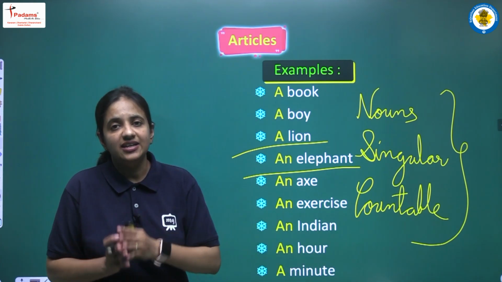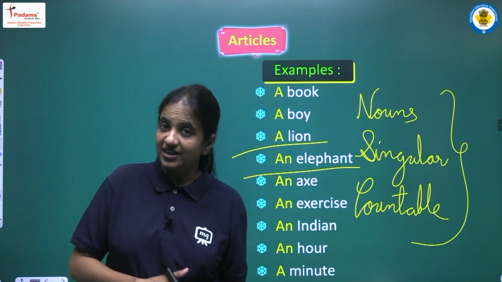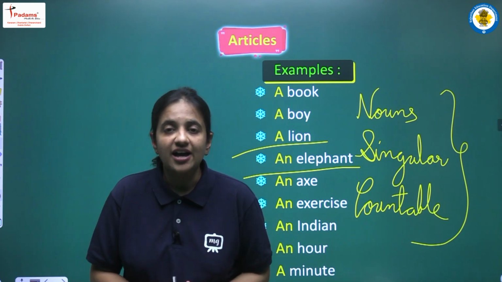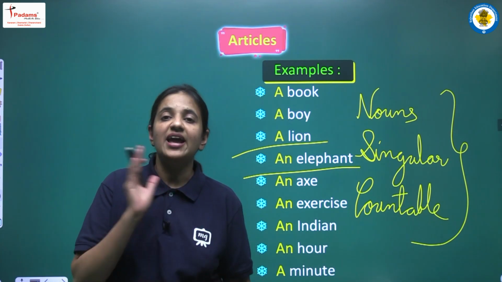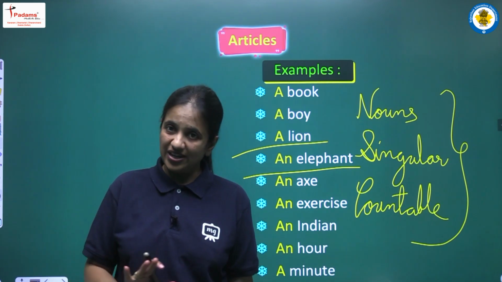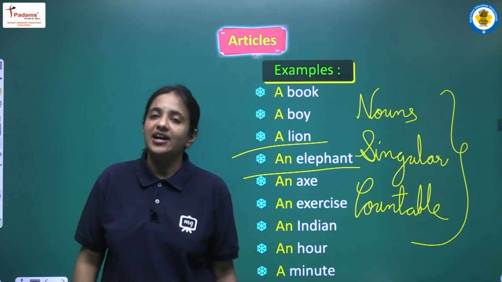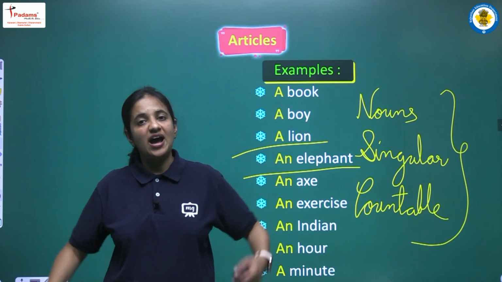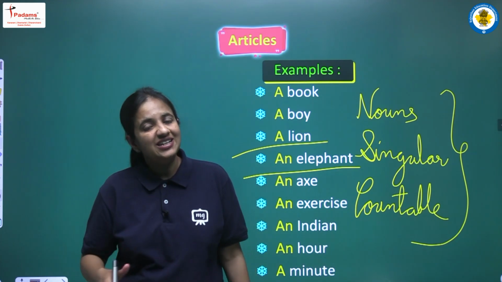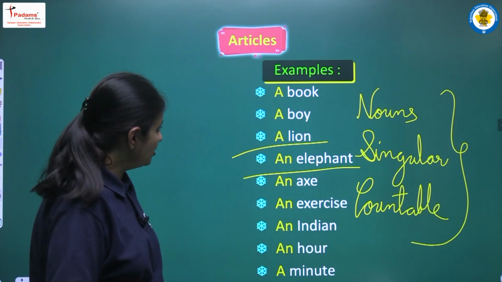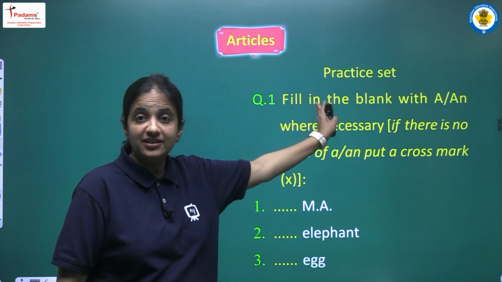They are known as indefinite articles, and they are always used for nouns, and the nouns should be singular and countable. So this is all about articles A and AN. I hope that with so many examples we have discussed, everything is clear to you all. Now moving on, we have a practice set.